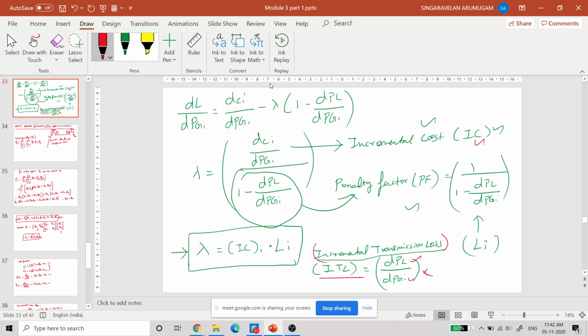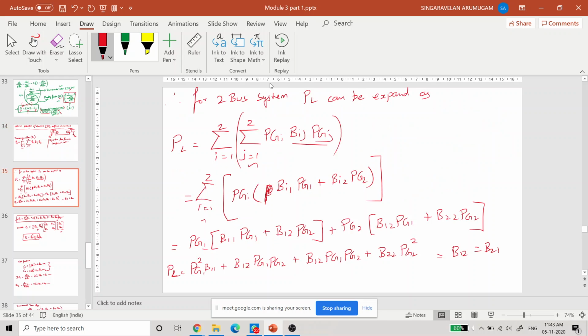So this Li is nothing but the penalty factor, and this is the incremental cost. If you know these two things, then lambda can be found. And what is the optimum operating condition? This lambda must satisfy lambda 1 equal to lambda 2 for our 2 bus condition. For the n bus condition, all the lambdas up to n must be equal, and only then is the system operating at the minimum cost. Our objective function is achieved, otherwise it's not.